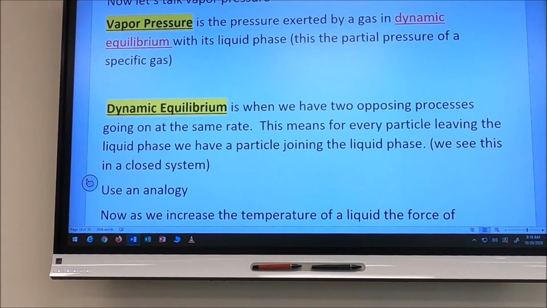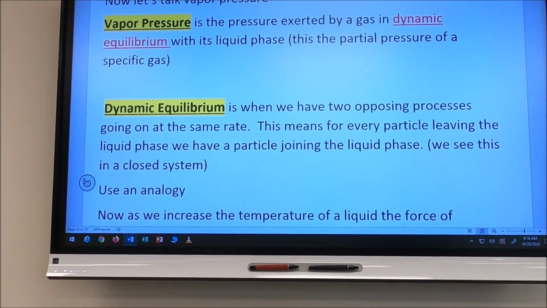So, evaporation and condensation, as we're talking about vapor pressure, because we're looking at the phase change between the liquid and the gas phase. So, in this situation, for every particle that leaves the liquid phase to join the gas phase, a particle leaves the gas phase to join the liquid phase. Now, when we're looking at vapor pressure in this dynamic equilibrium, we are looking at what's referred to as a closed system. It's not an open beaker, it's a closed container. Okay?